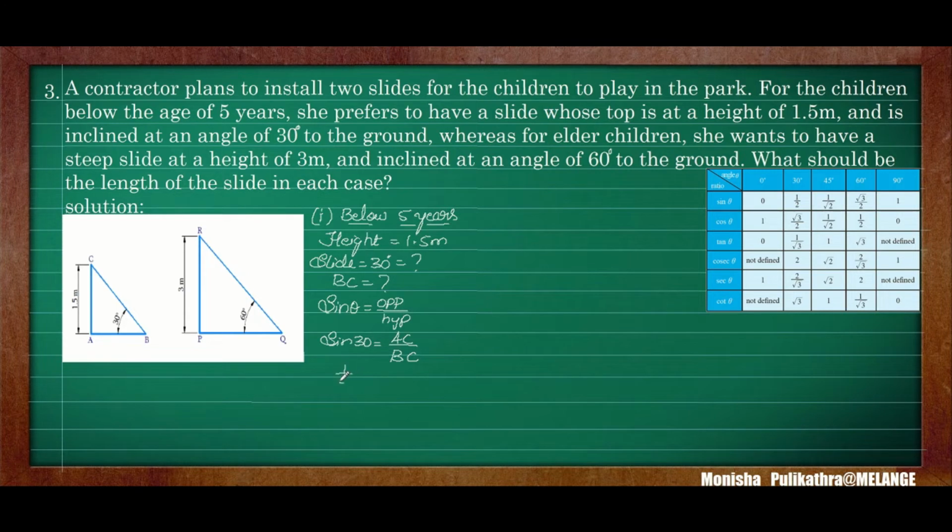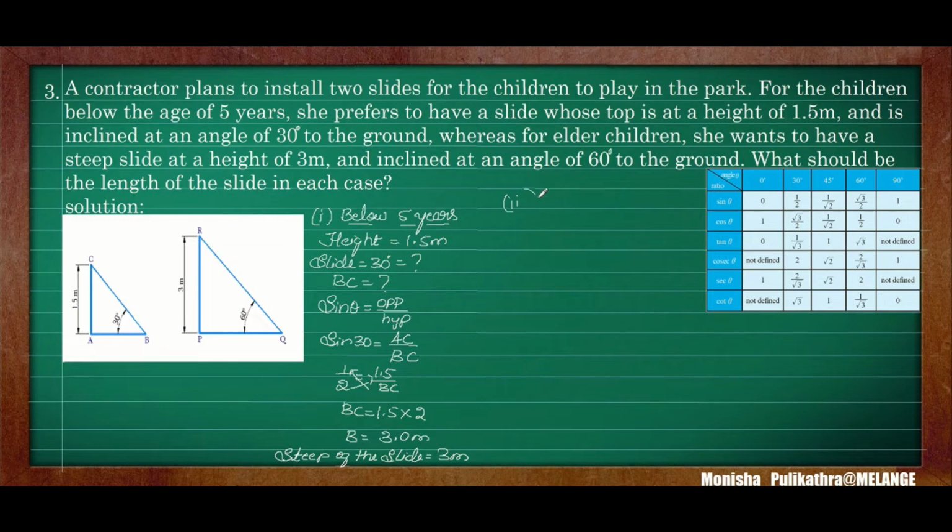So sine 30, according to the chart, is 1 by 2, which is equal to AC, 1.5, by BC. So by cross multiplication we will get BC is equal to 1.5 into 2. So 1.5 into 2, 15 2s are 30, whereas with 1.5 it is BC is equal to 3.0 meter, that is 3 meter. Therefore, the steep of the slide is equal to 3 meter. The height of the slide is 1.5, whereas the steep of the slide is 3 meter in case of children who are below 5 years of age.